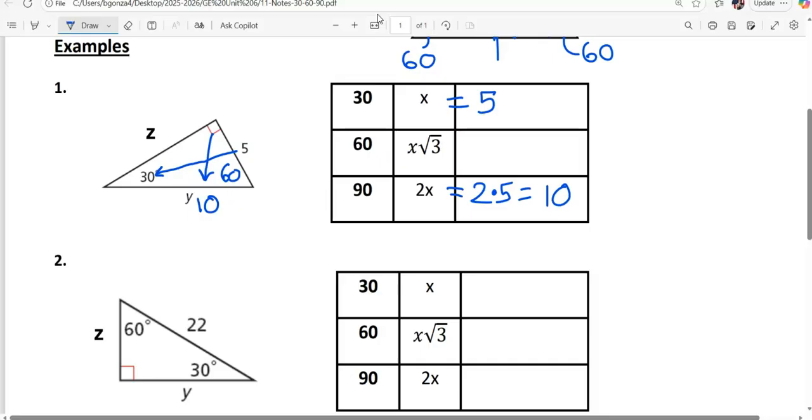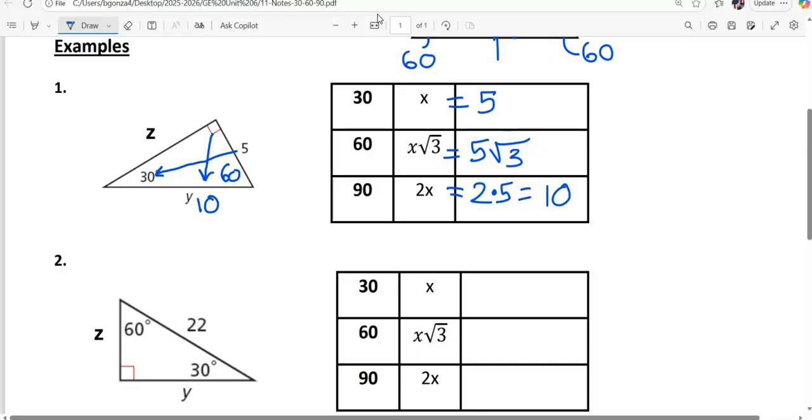So x square root of 3. I'm going to replace x with the number 5. So it's going to be 5 square root of 3. That's it. So again, if you know the side across from 30, you double it for 90, and you put it with the square root of 3 for the 60. That's it. Okay, those are the little rules for a 30, 60, 90. Now you can definitely make this more complicated, but we're just going to take this one tiny little step further. Make sure you're doing the notes instead of doodling.